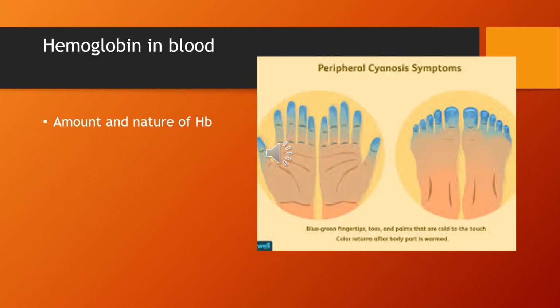The second factor which determines the color of skin is hemoglobin in blood. Amount and nature of hemoglobin which circulates in the cutaneous blood vessels have an important role in determining the skin color. When the hemoglobin content decreases, skin becomes pale, and when the blood rushes to the skin, it becomes pink, and when there is more reduced hemoglobin, the skin becomes bluish, a condition called cyanosis.